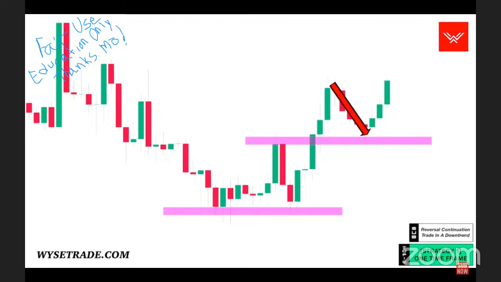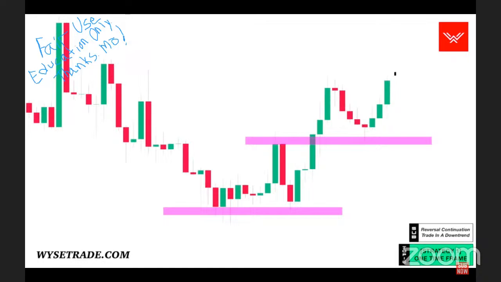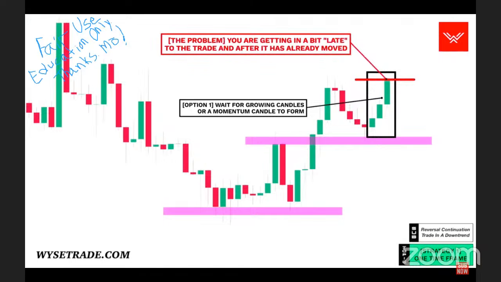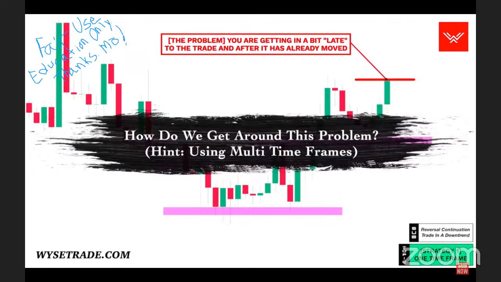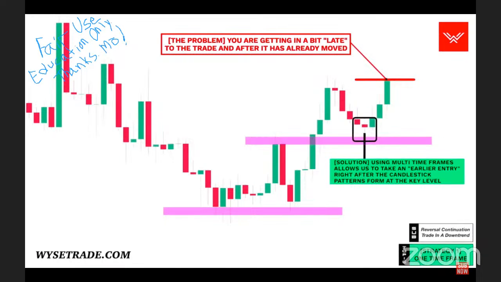Now as price pulled back, you had shrinking candles followed by a long wick candle. So in terms of the trend change confirmation, option 1, wait for a confirmation candle pattern, such as these candles increasing in size. But the issue is you are getting in all the way up here, which can be a bit late to the trade as it has already moved a bit. So how do we get around this problem? This leads us perfectly into our next topic, which is the usage of multi-timeframes, which allows you to find an intraday trend change right after you had the candlesticks form at your trade opportunity area. So let's get into it.